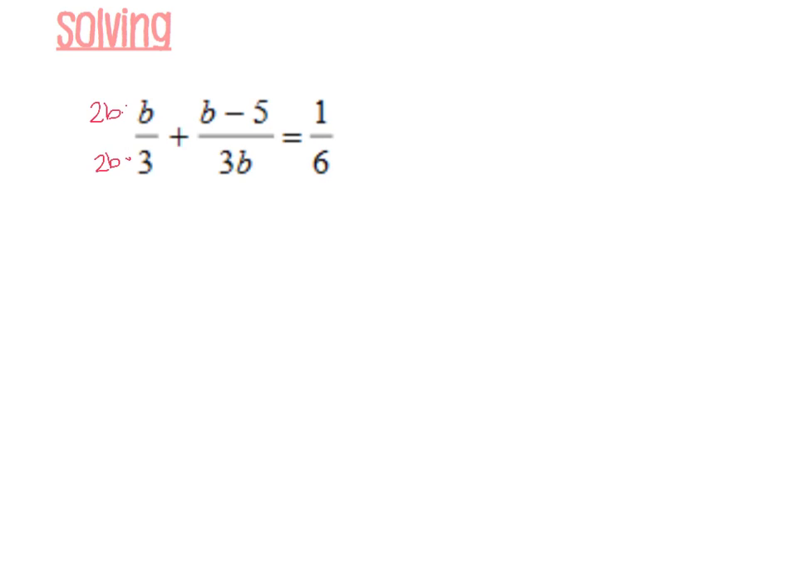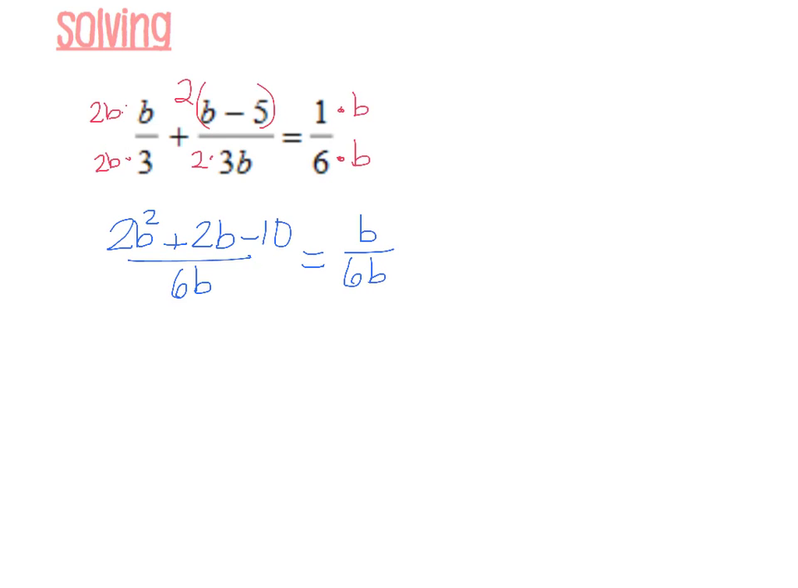The second fraction has a 3b, so I need to take it times a 2, so it'll turn into 6b. This whole quantity times 2. And the last fraction, if I want it to be a 6b, means I've got to take it times b. I typically go ahead with this addition and turn this all into one big fraction with my common denominator. That's going to end up being a 6b for a common denominator. And in the top, I'll have a 2b squared plus, I'm going to go ahead and distribute my 2b minus 10. That equals b over 6b.